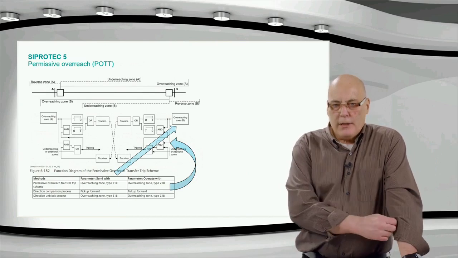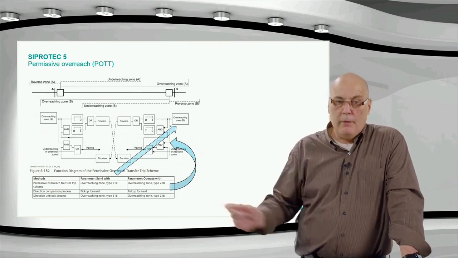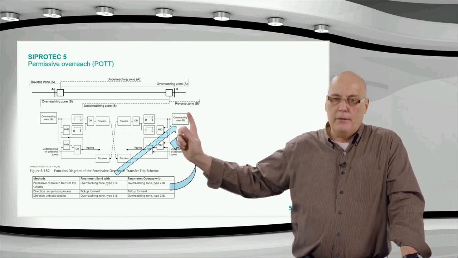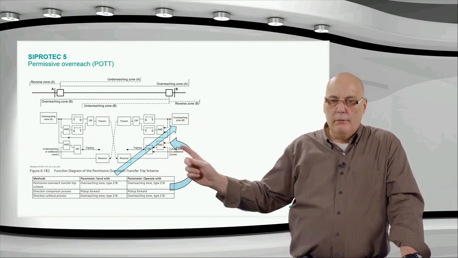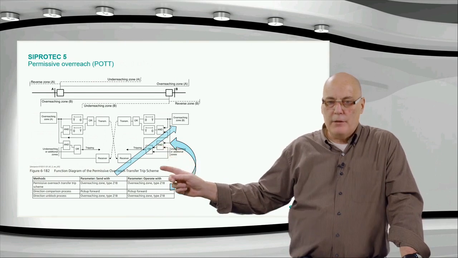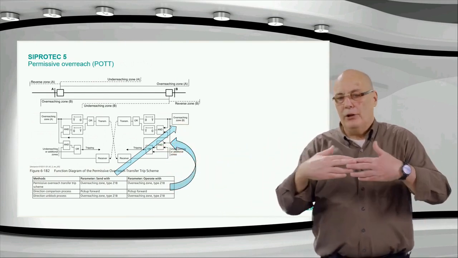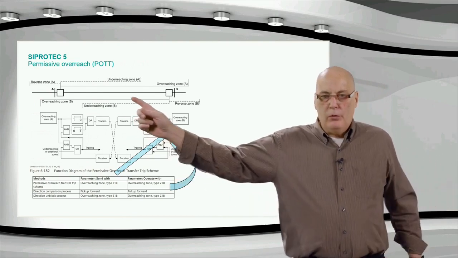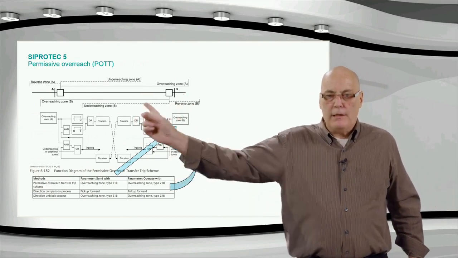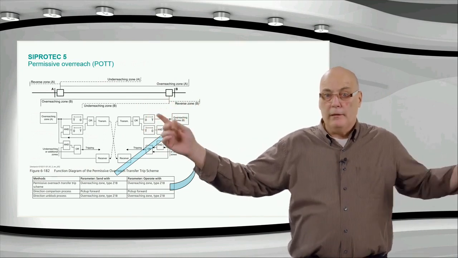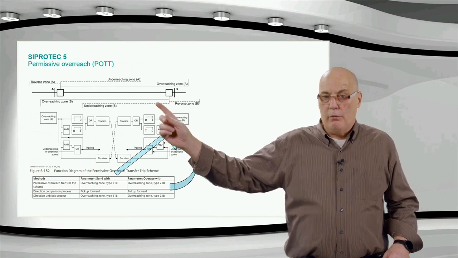All right, the POTT scheme looks almost the same, except that we are now using an overreaching zone to send. And you can see with the received signal, the release is the same. Again, the received signal would release your directional overreaching zone. So it is like a direction comparison. If you have an internal fault, then on both sides zone 1B will pick up. The one side sends, the other side sends. They're both sending, both receiving, and they have a pickup forward.